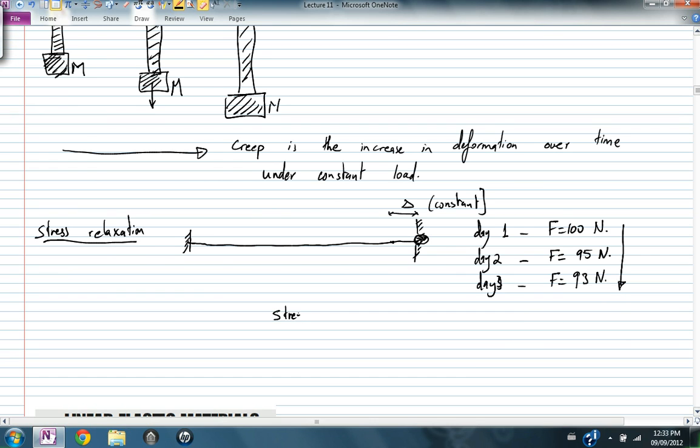So stress relaxation is the decrease in stress or force over time under the application of constant deformation.